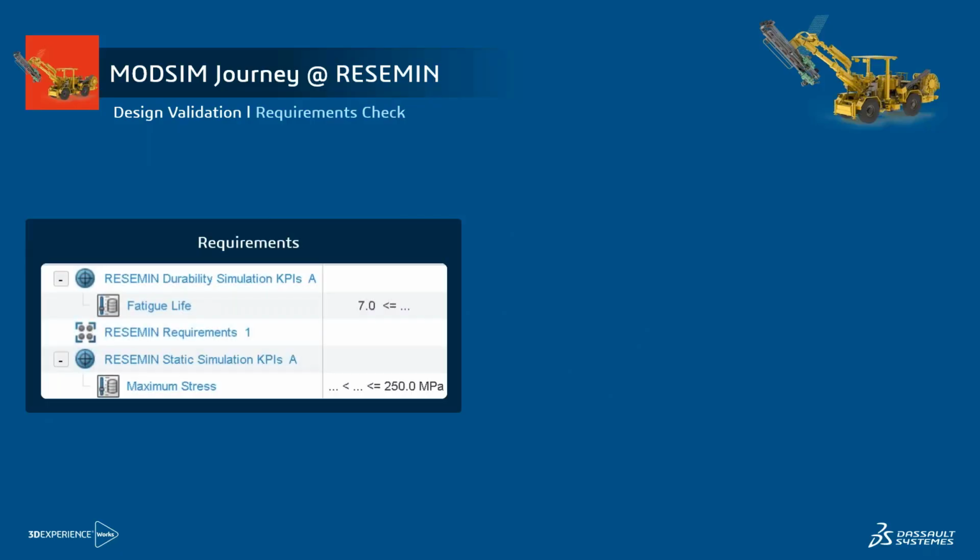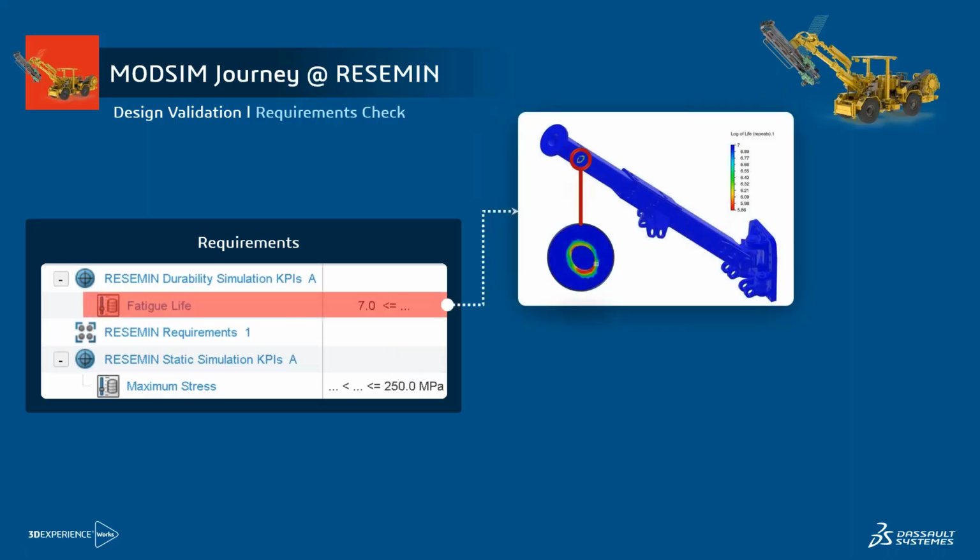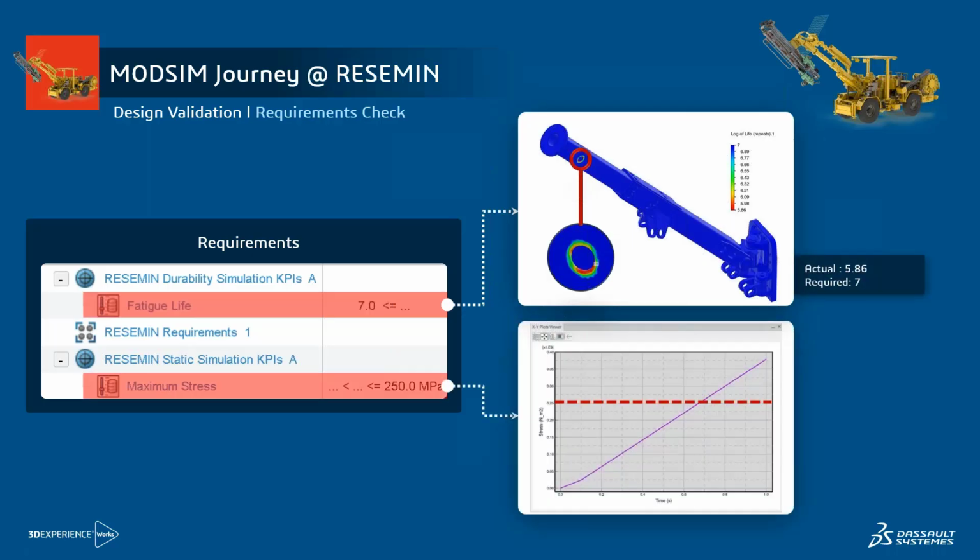My requirement was that the life of the product should be minimum 7 log of life, as well as the stress should be less than 250 MPa. If you quickly check with the geometry, of course the life is below 7, the minimum life is 5.86, while even in the stress plot, at certain locations the maximum stress is going in a range of 375 MPa.